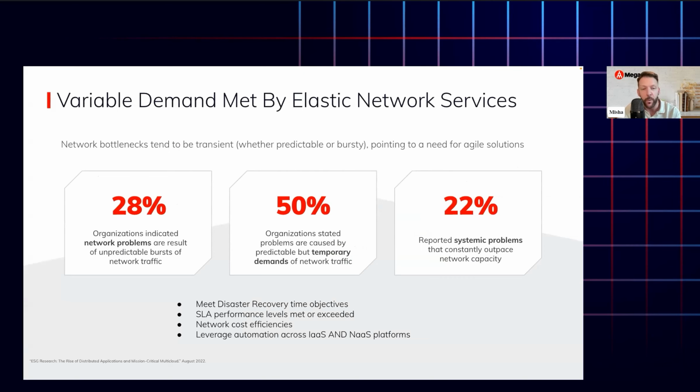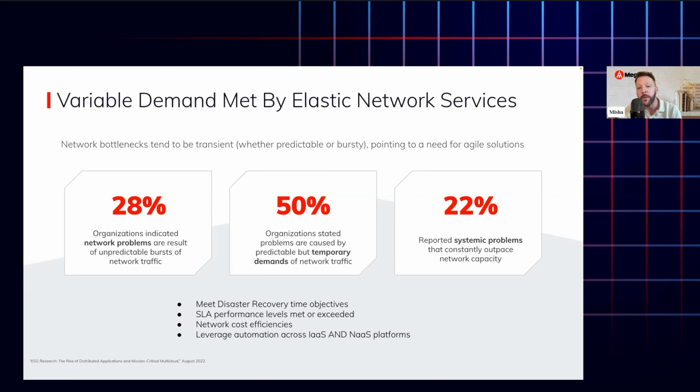operational aspects that we want to touch on before we get into, okay, what are you going to do about this? So this is where variable demand can really impact your user's experience and your organization's bottom line. So thinking about how elastic is your network to handle the following challenges. And this is part of an Enterprise Strategy Group survey as well. So looking at 28% of organizations indicated network problems are a result of unpredictable bursts of network traffic. So how you manage this unpredictability to make adjustments in real time, it becomes critical.